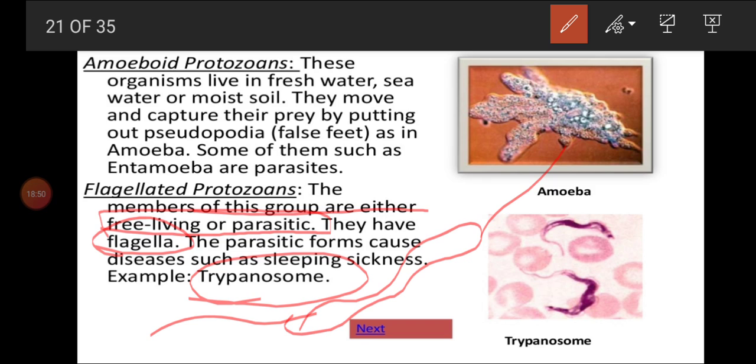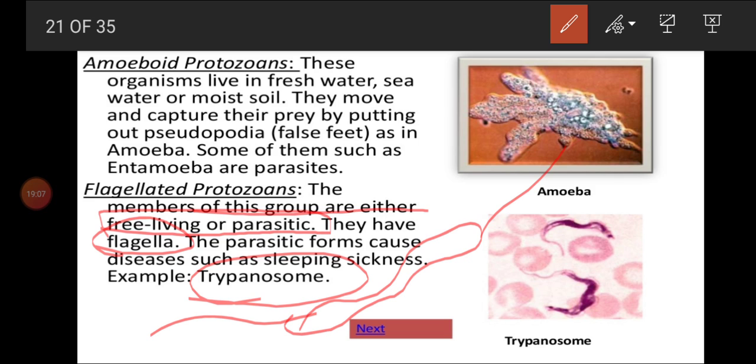I will tell the story and you will be able to remember Trypanosoma under flagellated protozoan. So what do you mean by flagellated protozoan? A protozoan that contains flagella, we can call it a flagellated protozoan. And it will be free living, or it will be in any one of the organisms. So here the example is Trypanosoma.